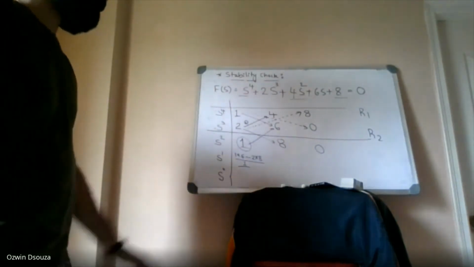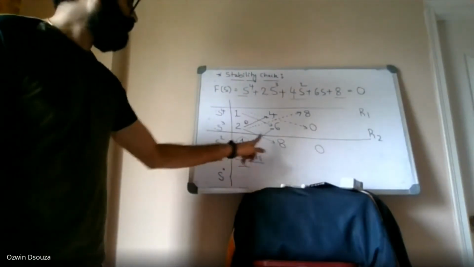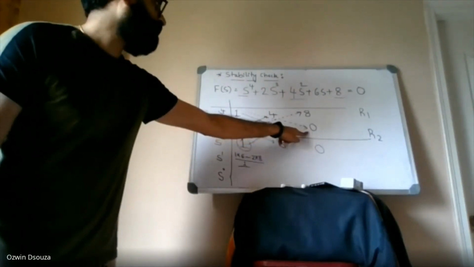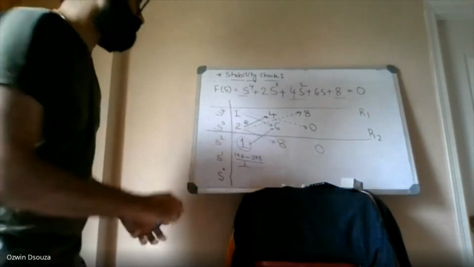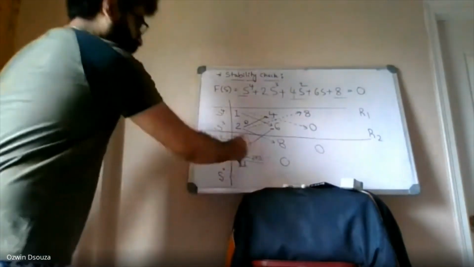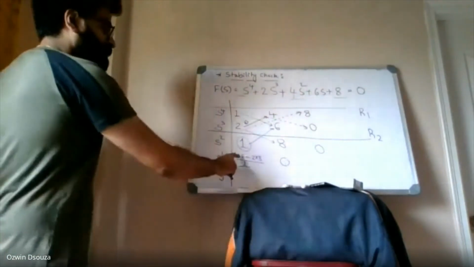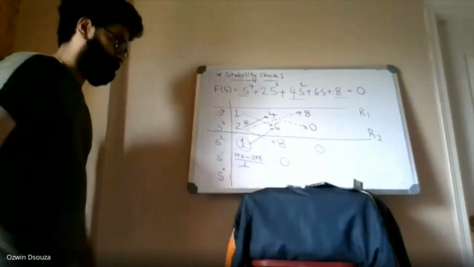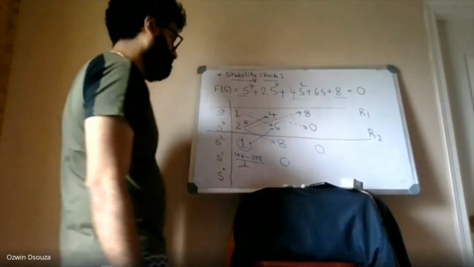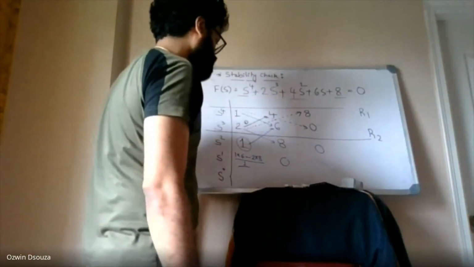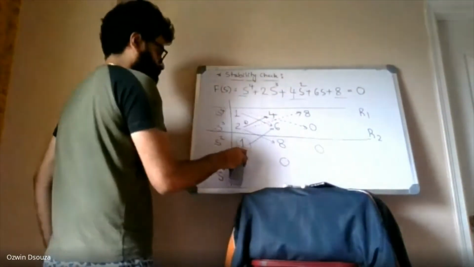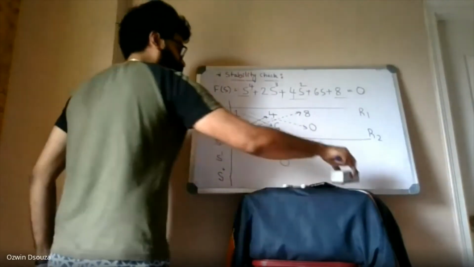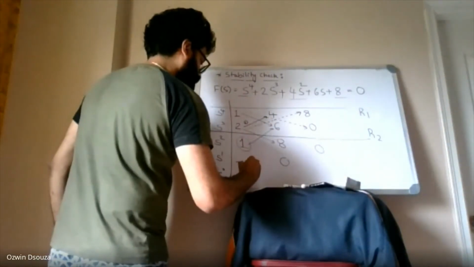Okay. And what about this coefficient? 1 into 0 minus 2 into 0 divided by 1. So that becomes 0. Okay. Let me simplify this particular term now. So 6 minus 16, right? That is minus 10. So coefficient of s to the power 1 row is minus 10.